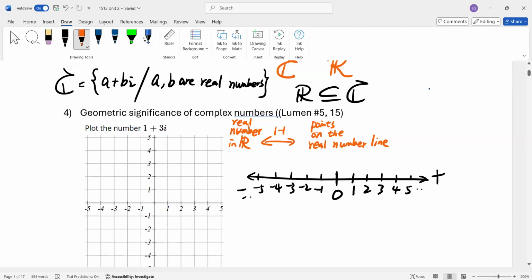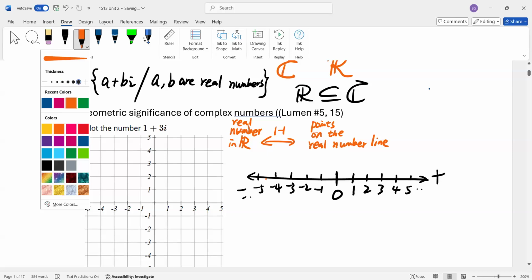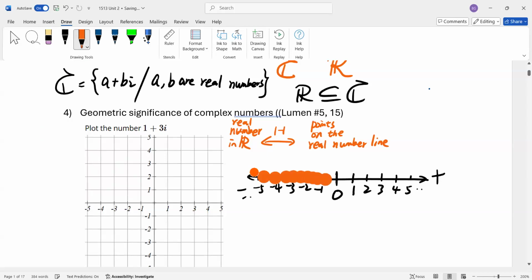Both directions go to infinity. So there are many points. I hope you see that. Many points, right? So there are infinitely many, uncountably many points on the real number line. And that's how many real numbers in a real number set.